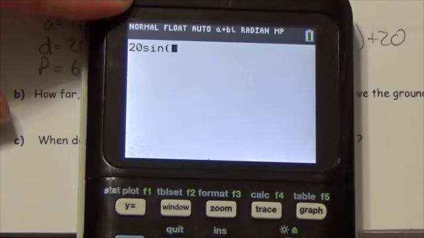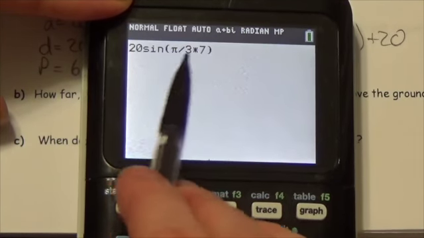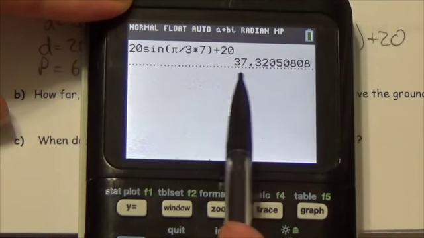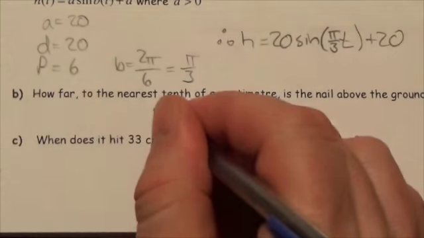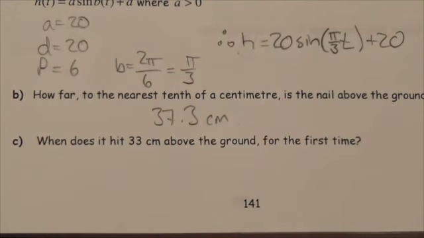20 times the sine of pi divided by 3, this time times 7. We're plugging in 7 seconds, and that's inside the sine function. Plus my d value was 20. And then the answer is 37.3 centimeters. So 37.3 centimeters, and I got that just by plugging that in.